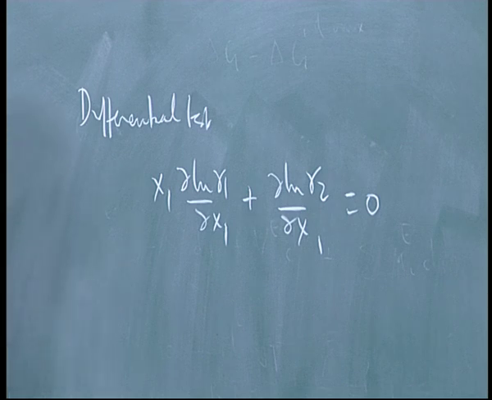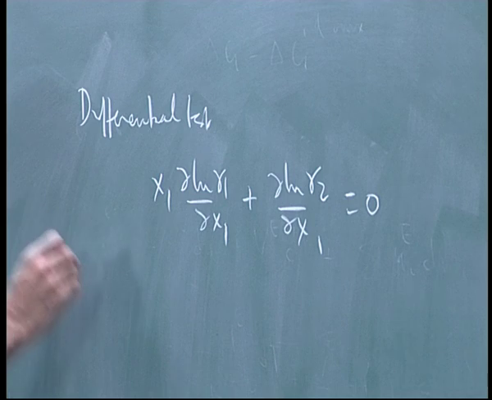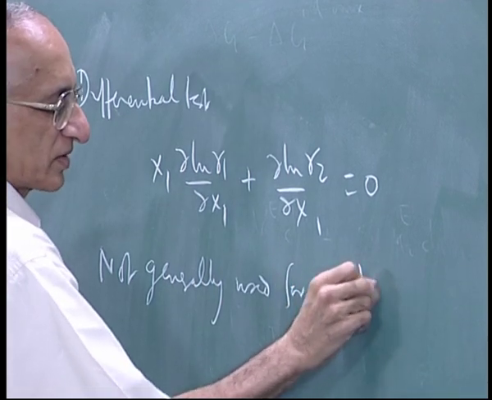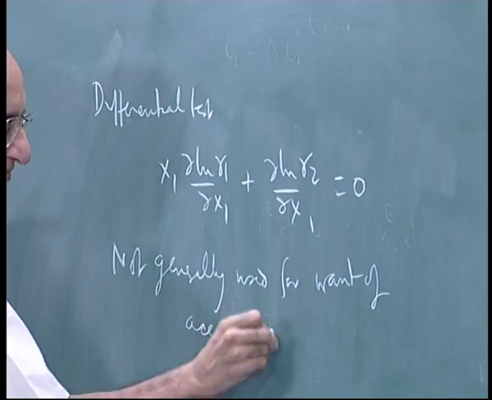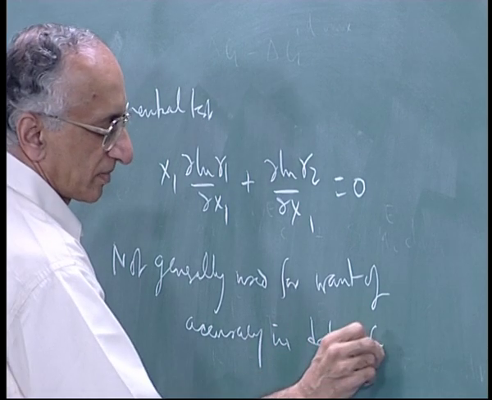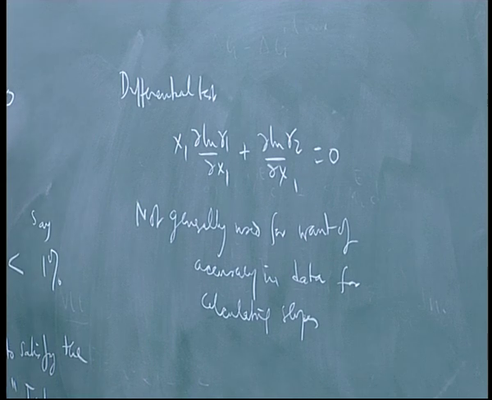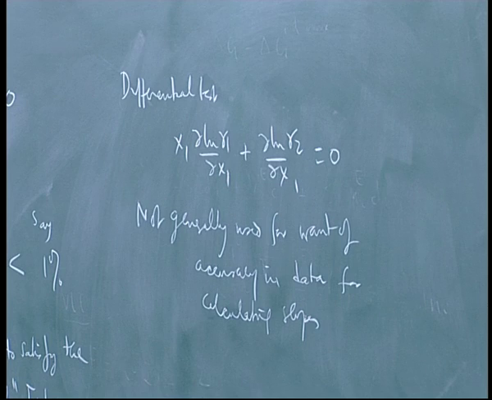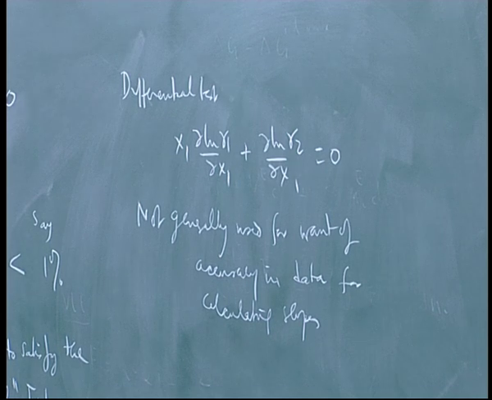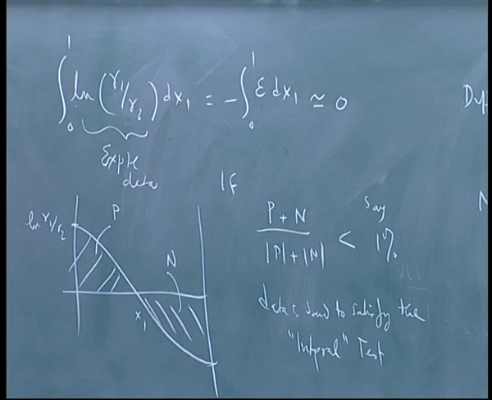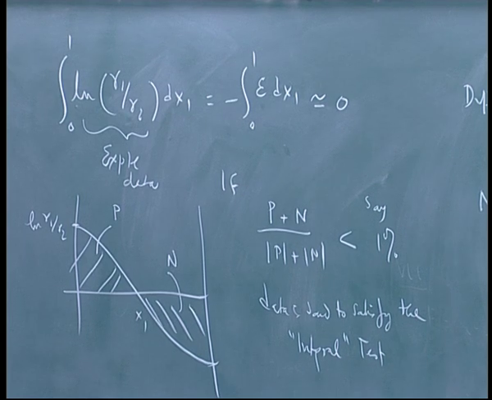So this differential test is due to Van Ness and somebody, but this is normally not used, for want of accuracy for calculating slopes. There are instances of data, there is a journal called Journal of Chemical Engineering Data, and this has a large number of data. It will be exceptional cases where the differential test will be applied, but the integral test is almost always applied. This goes under the name of thermodynamic consistency, and whenever you report experimental data, you have to show that they satisfy the integral test. Otherwise they won't even accept it for publication.